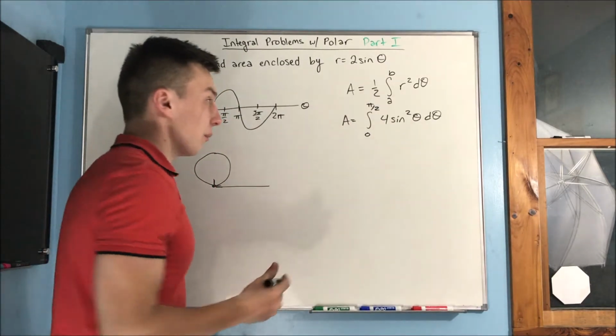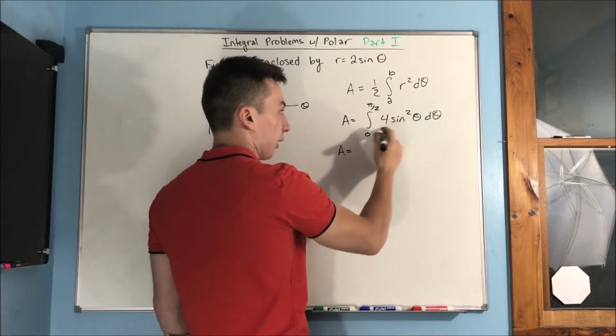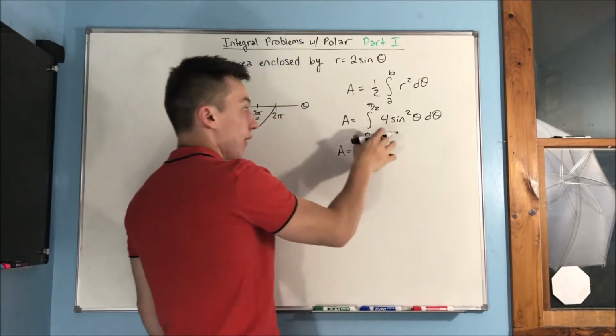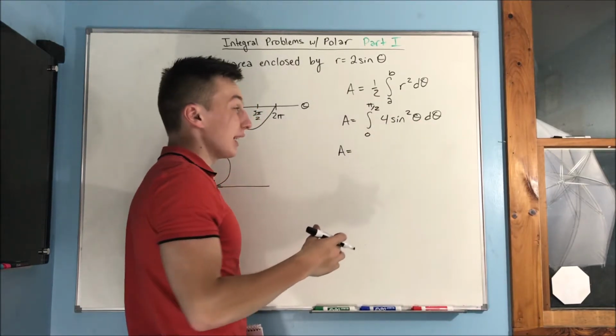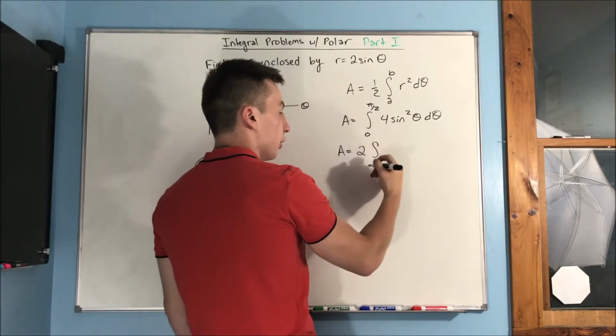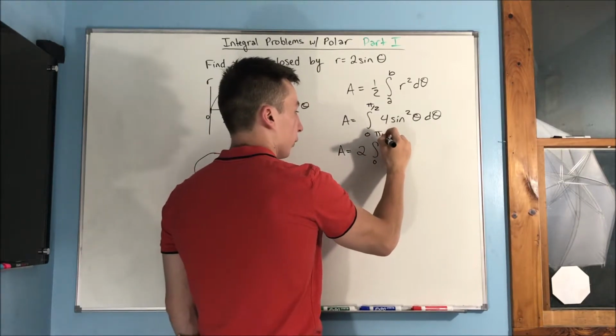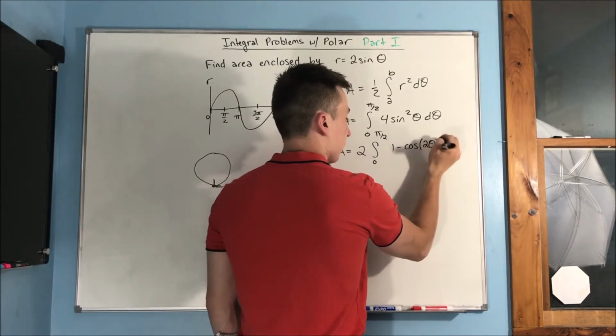Now we're just going to apply the half angle identity to the sine squared here and pull out the 4. When we do that, we pull out that 4 and we're going to get an over 2 from that half angle identity. So this is actually just going to become 2 on the outside. So we get 2 times the integral from 0 to pi over 2 of 1 minus cosine of 2 theta d theta.